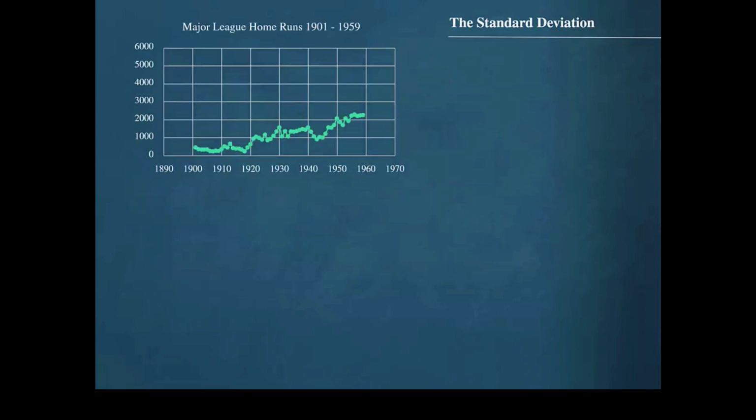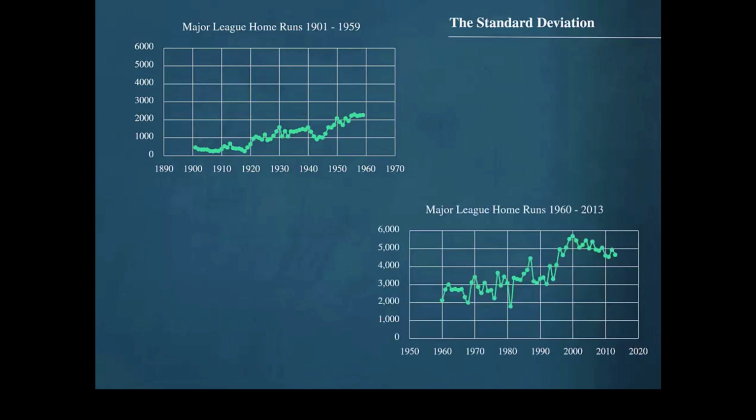So let's separate the data into two populations. We will separate the seasons from 1901 to 1959, and then again the seasons from 1960 to 2013. The two data sets appear to be very different in the number of home runs and the variation from season to season.